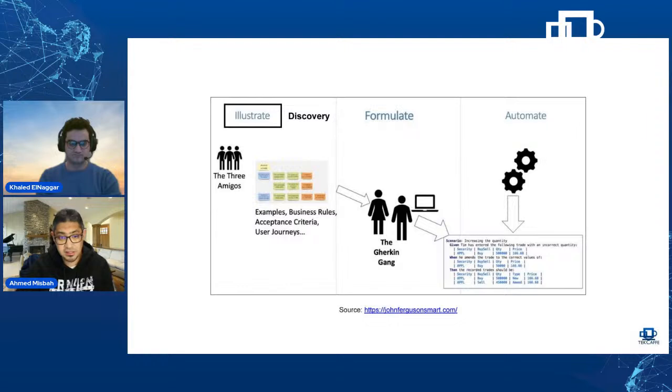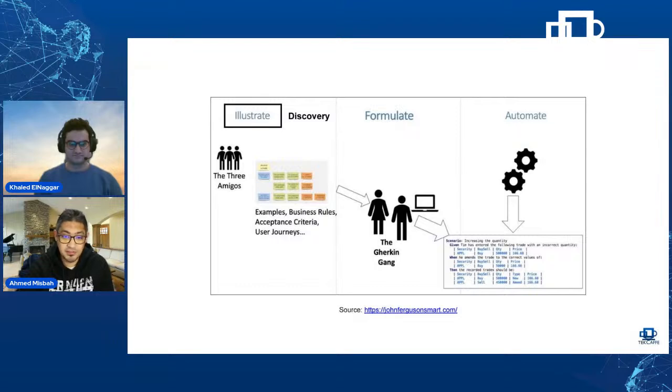This diagram here that we got from John Smart's website basically summarizes what we have just explained. You've got the discovery phase where you have the three amigos. Those three amigos are usually a representative from business, a representative from development, and a representative from testing. It doesn't have to be three people, but it has to be these three functions. So they use some sort of discovery workshop in order to discover the examples.